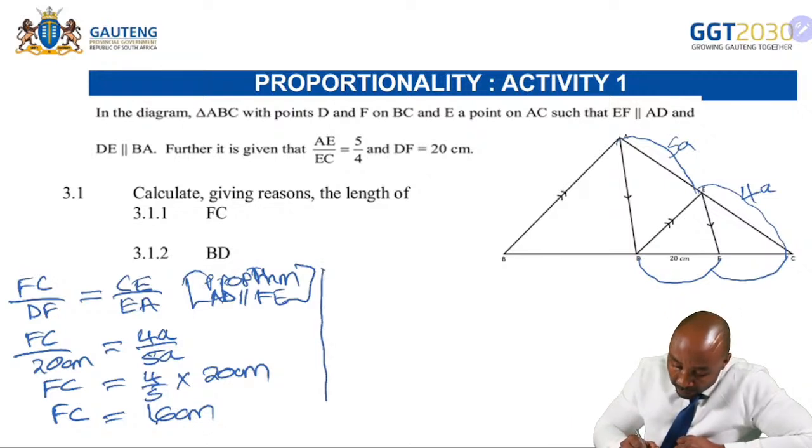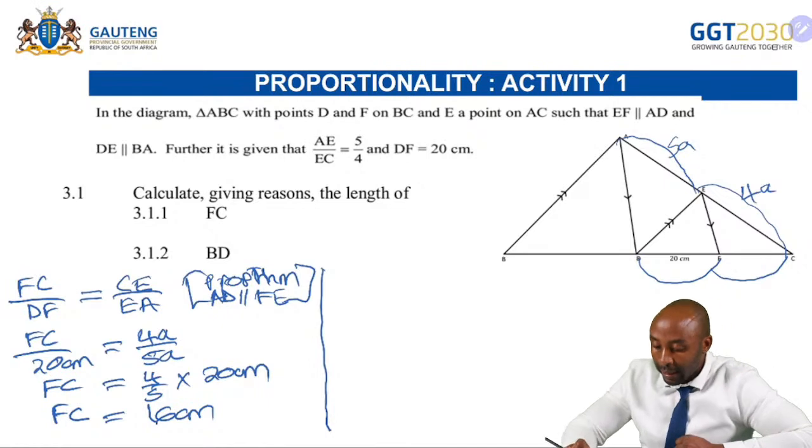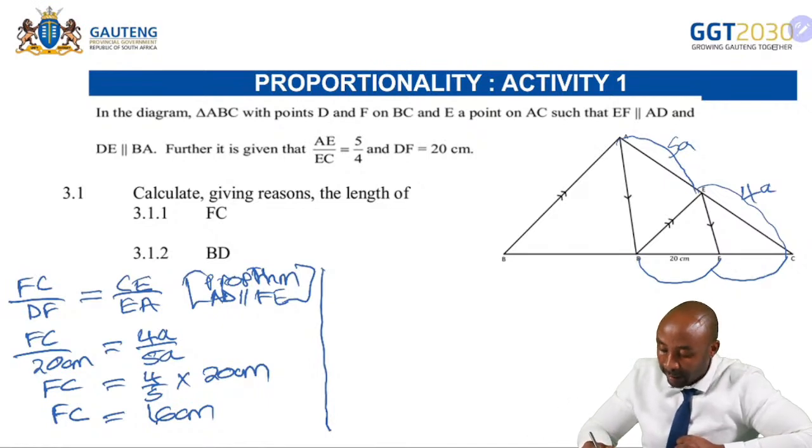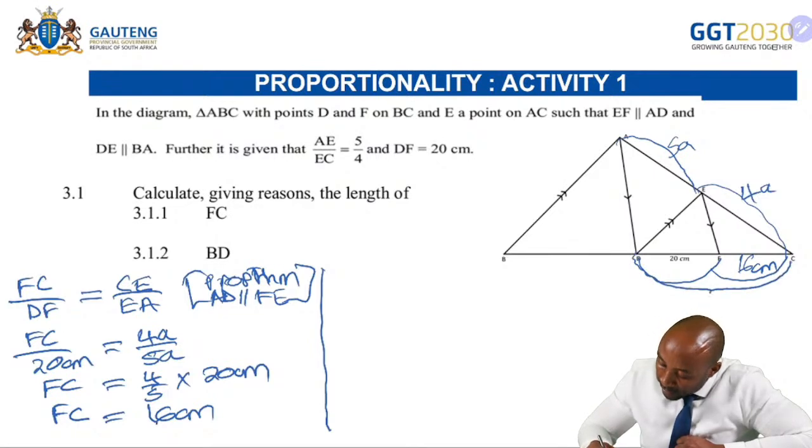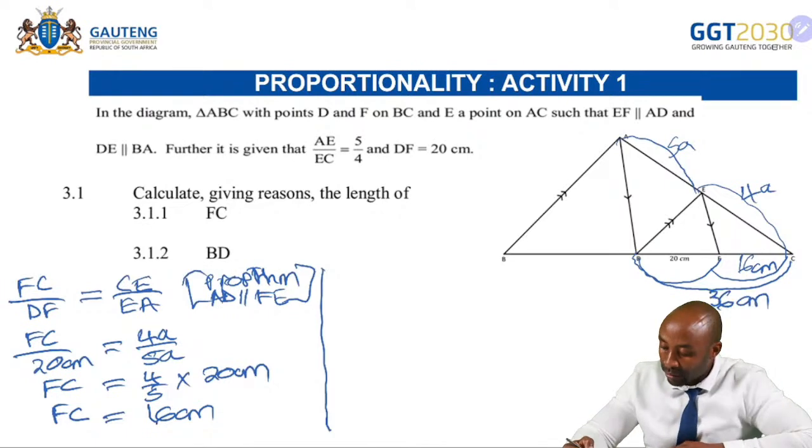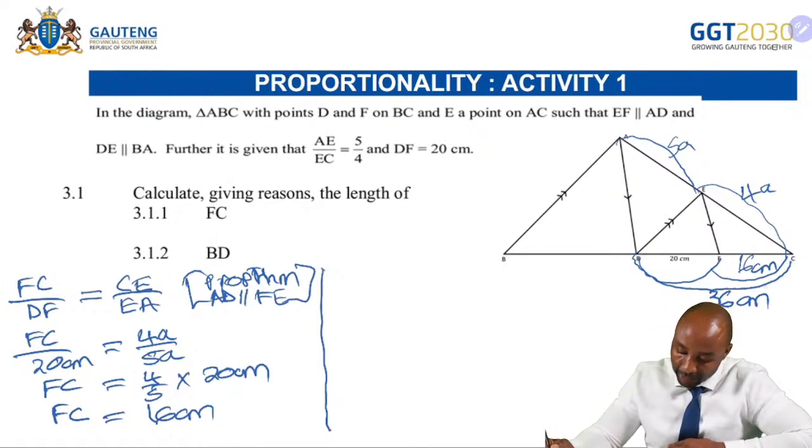Then 3.12, add the information into the diagram. FC, we got it as 16 centimeters. So in short, we are able to get the length of DC as 36 centimeters, because we are going to add our 20 and 16 to give us that 36 centimeters. Now we are supposed to find BD.